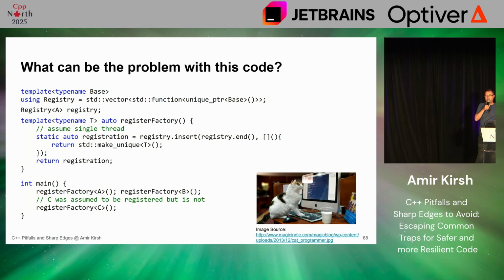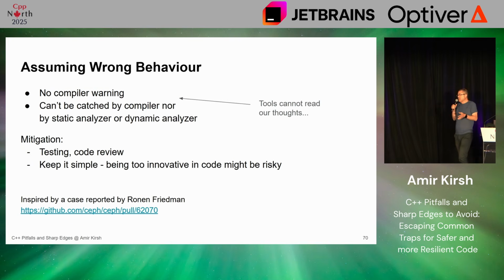What would you say about the entire thing? Probably the model selected is too complicated, faulty. I mean, we started with something that in some cases wouldn't work. No compiler warning because it works as designed, can't be caught by compiler nor static analyzer because it works as designed. Testing, code review, and keep it simple. In a way, it was too complicated, too smart, too clever. Maybe in main, register the types that you want to register one after the other. You see what you do. In some cases, this is the simple thing that actually works.